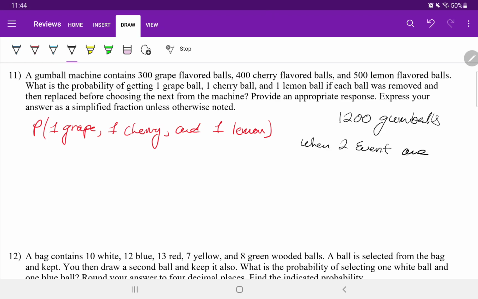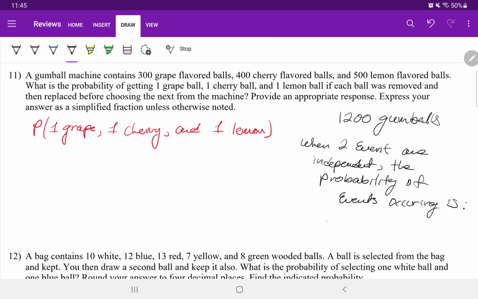My events are independent such that when two or more events are independent, the probability of those events occurring, the probability of A and B equals the probability of A times the probability of B. And the reason why we're using that formula is because these events are independent. You taking one gumball out of the machine does not change the number of gumballs that will be available for the second selection, because it says it is being replaced.